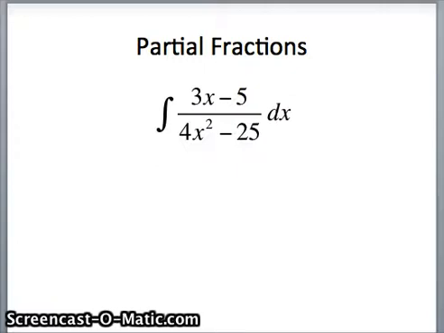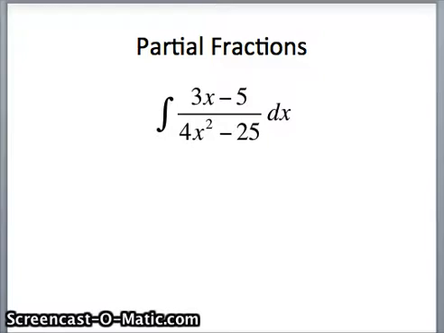So here's our problem: the integral of 3x minus 5 over 4x squared minus 25. You may recognize that the denominator is a difference of two perfect squares. That's factorable. 4x squared minus 25 is 2x minus 5 times 2x plus 5. When the denominator is factorable, partial fraction expansion may be our best strategy.